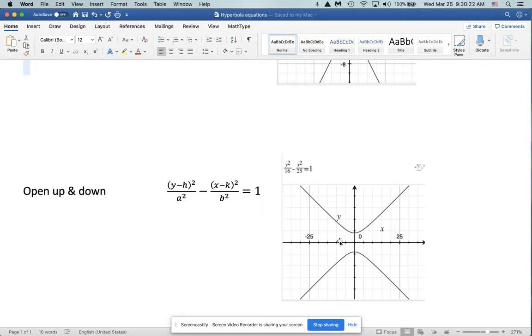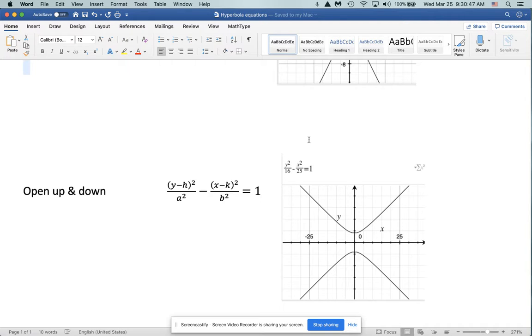One other major significant difference between ellipses and hyperbolas is that in ellipses, a is always the largest. That's not true in hyperbolas. In hyperbolas, a can be smaller than b. a is always the distance from the center to the vertex.